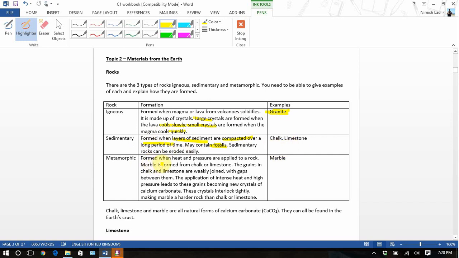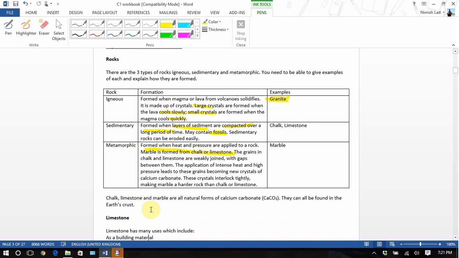Metamorphic rocks, they're formed when heat and pressure are applied to a rock. Marble is formed from chalk or limestone. When heat and pressure are applied, that's what you get. Marble. The grains are weakly joined with gaps in between them, so that heat and pressure allows these grains to make new crystals and therefore become tightly interlocked. Okay, and that's how you get a harder rock than you would have had before. So like calcium carbonate becoming marble, you've got that harder rock than you had before. So if you ever ask about how metamorphic rocks are formed, you say by heat and pressure. Okay, so that idea of limestone becoming marble, that change happens because of heat and pressure.